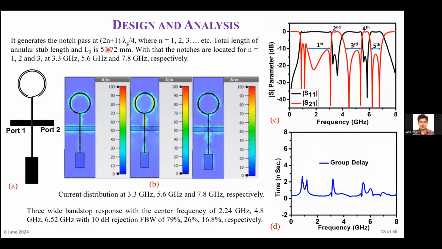It generates notches at (2n+1) lambda g by 4, where n is the single resonance, the dual resonance, triple resonance, and it creates the notches at the frequencies of 3.3, 5.6 and 7.8 gigahertz. Here from figure B, we can see that it has a single resonance, this one, and a dual resonance, and this one dual resonance, and a triple resonance, this one, this one, and this one. So it generates the notches in the band stop range, and it will act as a multi-band band stop filter.